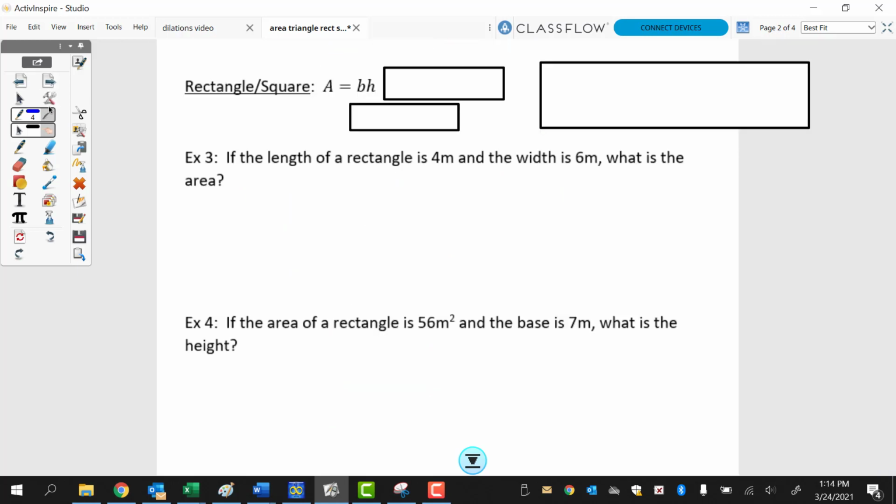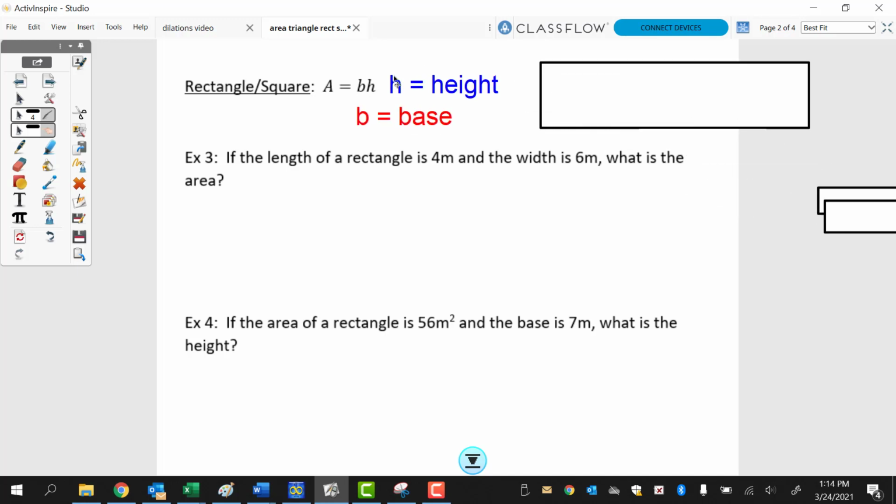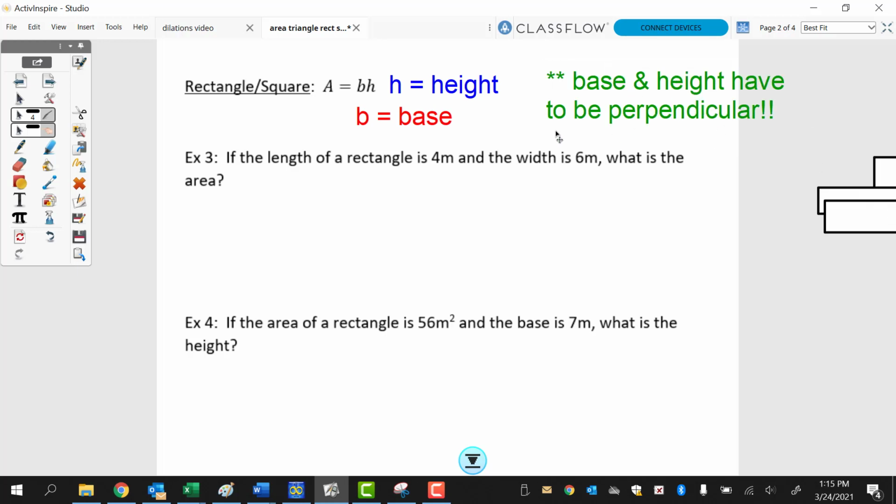Okay, for rectangles and squares, you've probably been doing this even longer than middle school. To find the area of a rectangle or a square, we're using the formula A equals BH. Again, the base is B and the height is H. You might have done A equals length times width. That's the same thing as base and height. There is no difference. And again, base and height are going to be perpendicular because rectangles and squares have 90-degree corners.